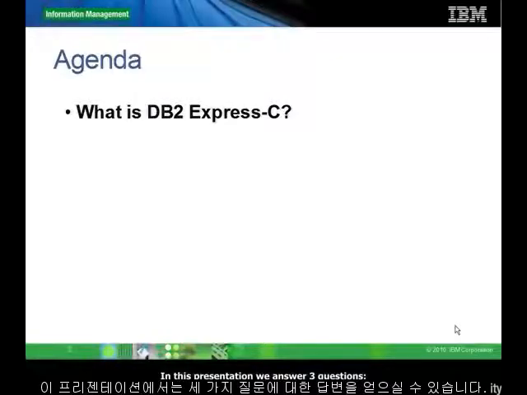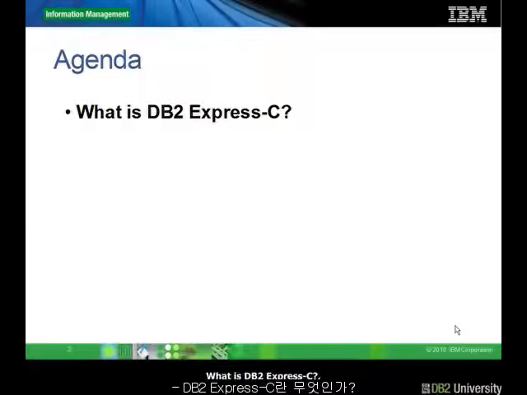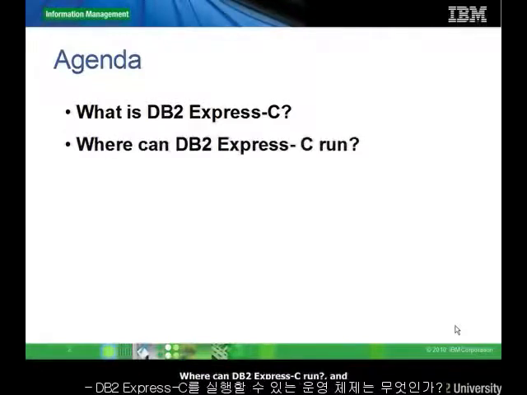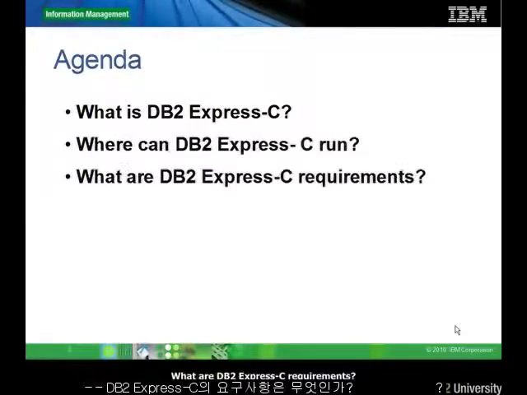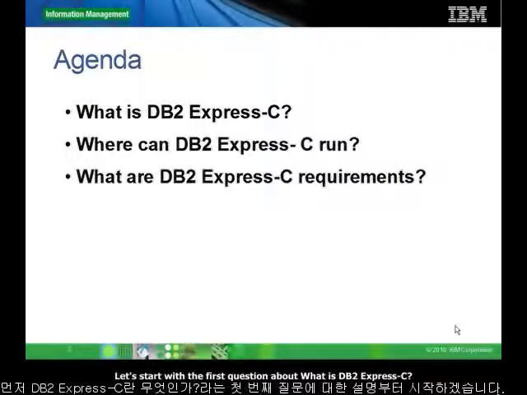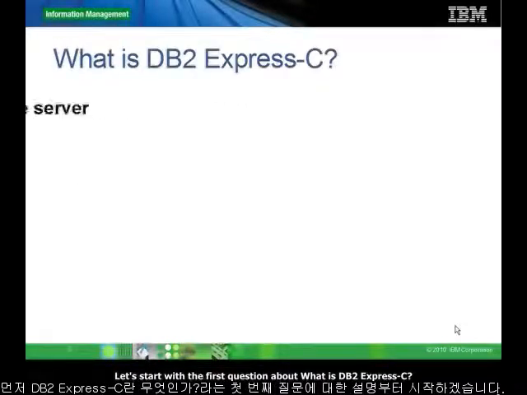Welcome to the presentation, Introduction to DB2 Express-C. In this presentation, we answer three questions. What is DB2 Express-C? Where can DB2 Express-C run? And what are DB2 Express-C requirements? Let's start with the first question about what is DB2 Express-C.